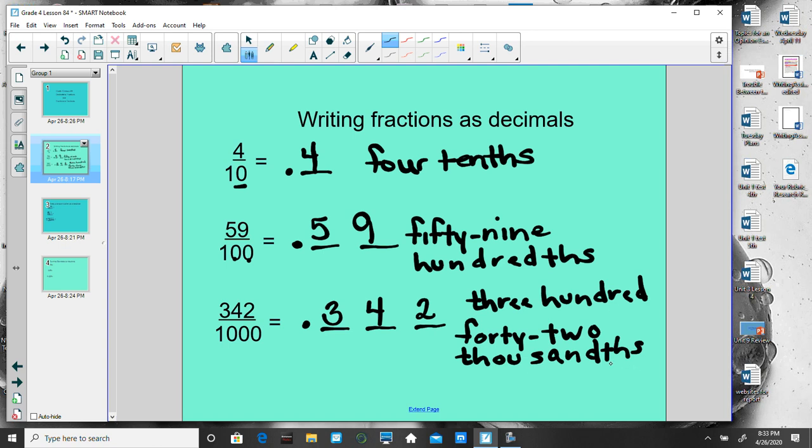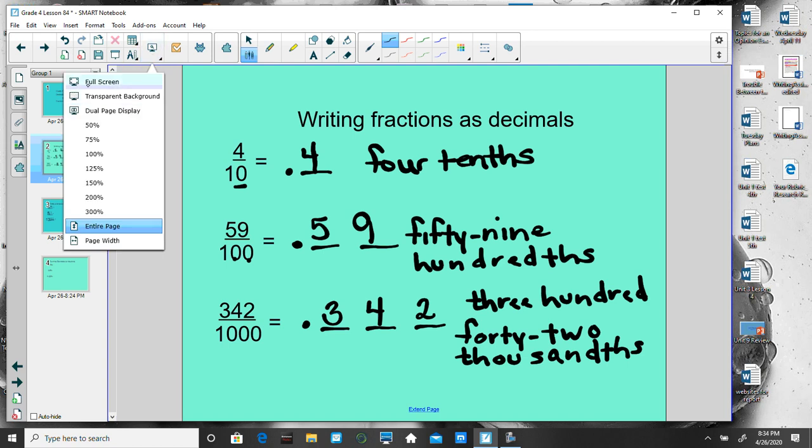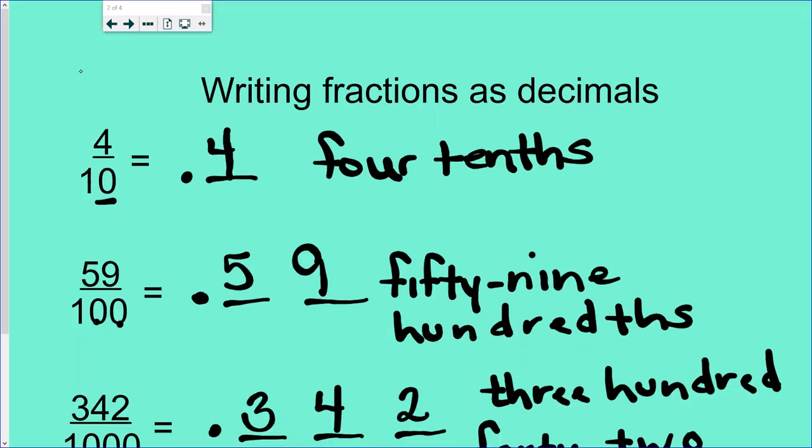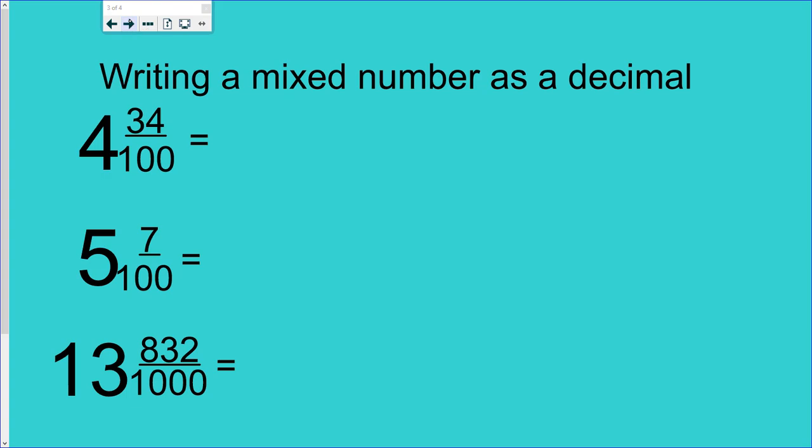Okay, so we can look at that and understand that you know how many numbers are supposed to be in there by looking at the number of zeros and then writing that in like that. So decimal point and then how many zeros you have, that's how many numbers you'd have. Now, the next one is writing a mixed number as a decimal.